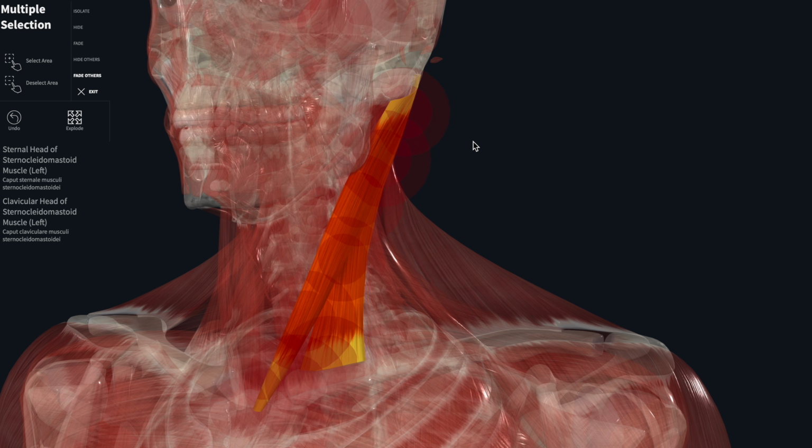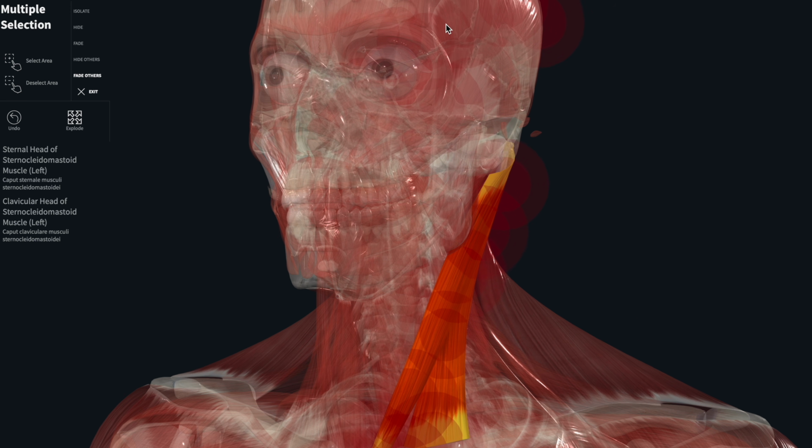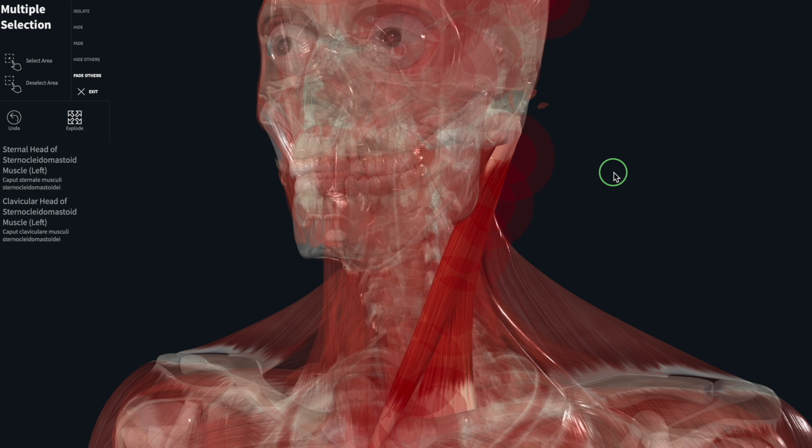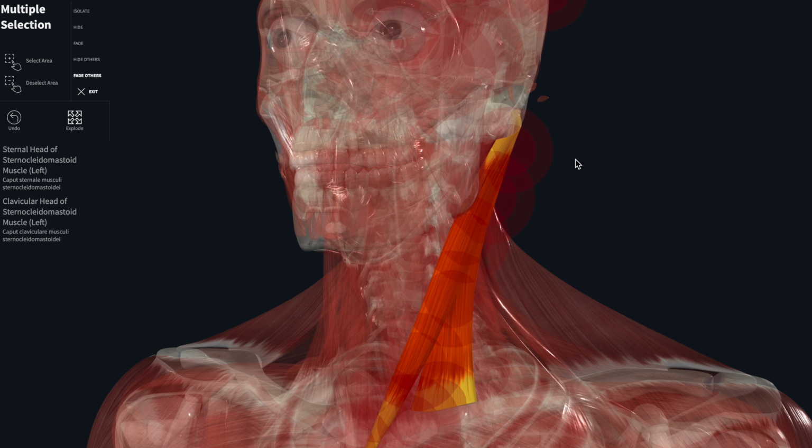I'm also going to fade everything around the muscle now so you can see it a bit better. This is where a lot of people will feel symptoms related to this muscle, okay? Now, there are obviously multiple muscles that connect into this region, but the SCM, for short, is a unique muscle because it has this connection between the sternum, the clavicle, and the skull itself.